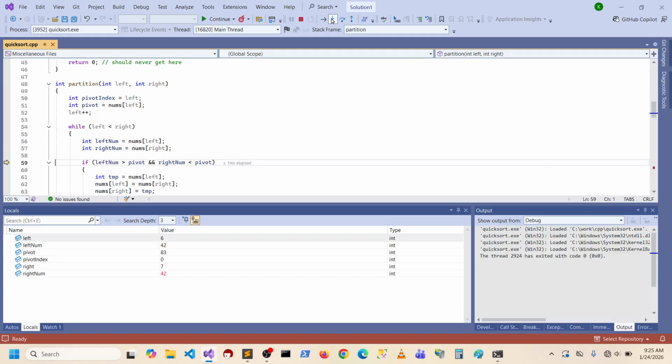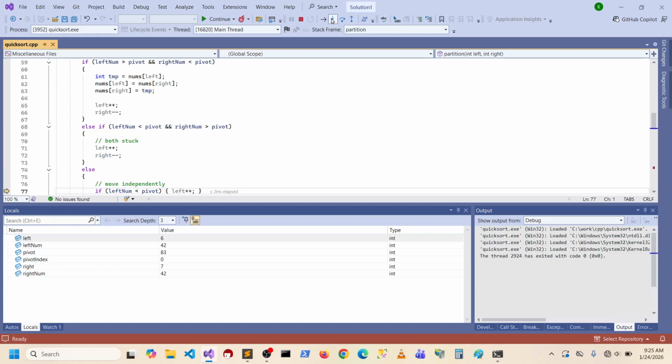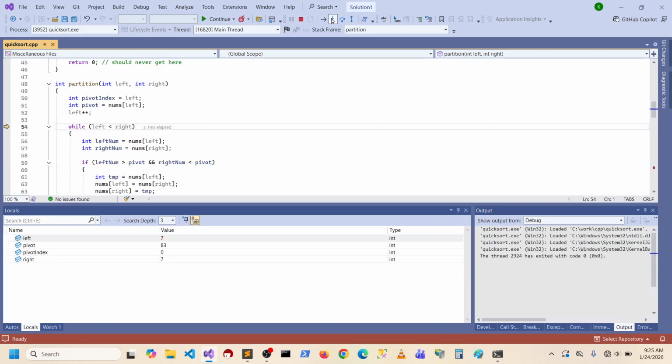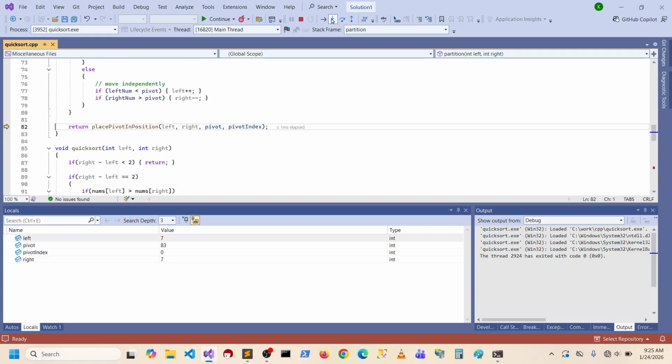42 and 42. So we've got the same. They're both under. One needs to be swapped. The right needs to be swapped, but the left doesn't. So the left will be increased until it's equal to the right, and then we'll break out of this loop here. Now we go here. What are we passing in? 0, because that's not calculated. Okay, there.